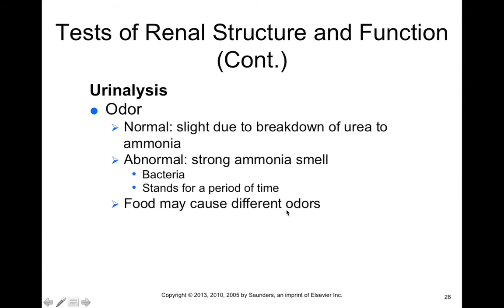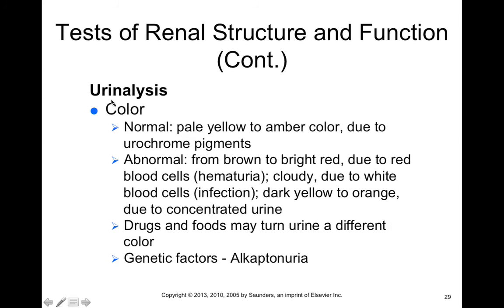Otherwise, food can cause different odors too. So this food can be a confounding variable that can complicate this form of urinalysis. Normally the color of urine should be sort of pale yellow and amber due to urochrome pigments, which come from bilirubin. Otherwise, if it's brown or bright red, this can indicate hematuria, which is blood cells in urine. If it's cloudy, this can indicate infection.